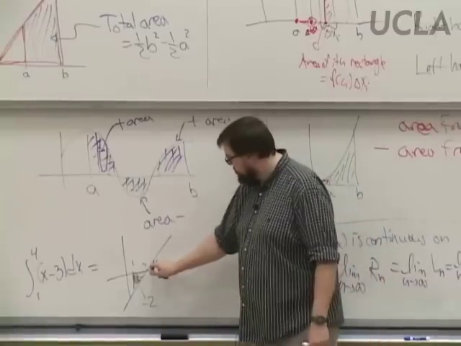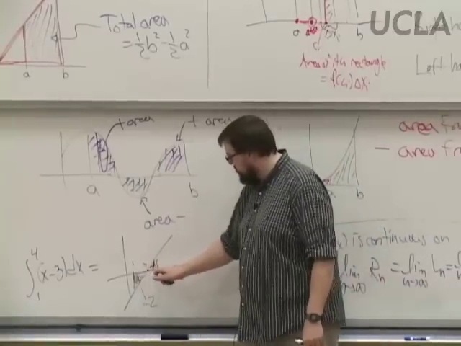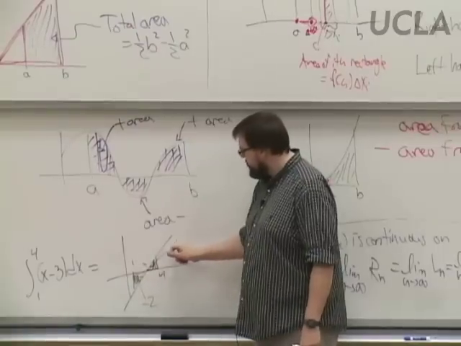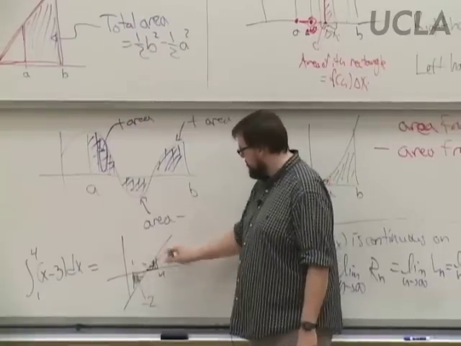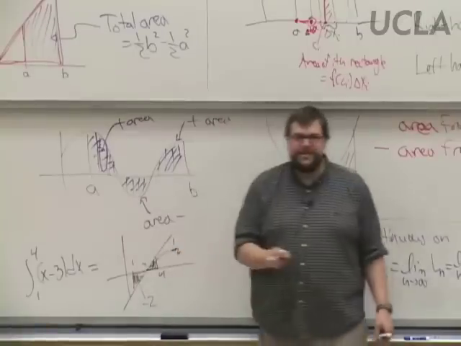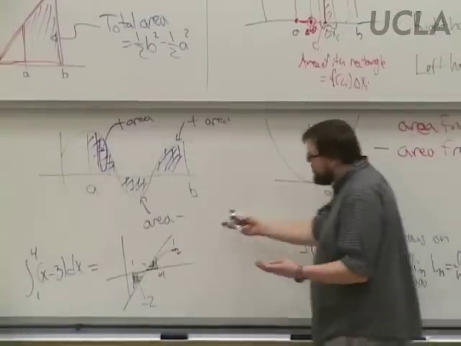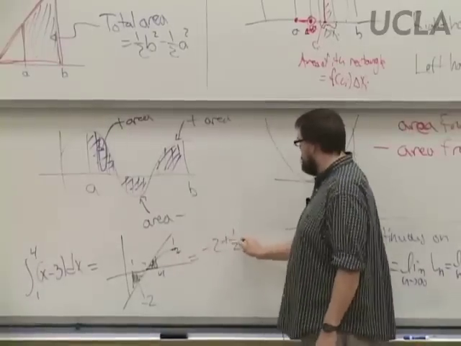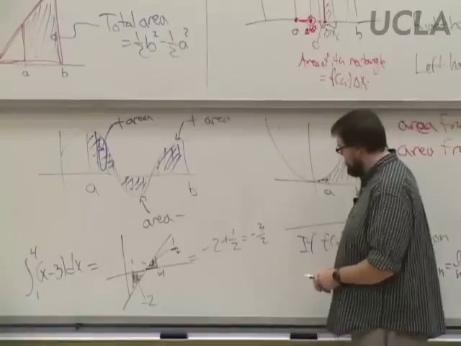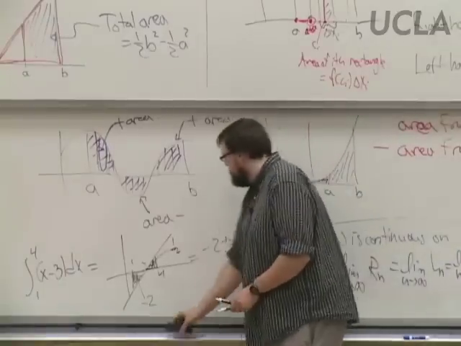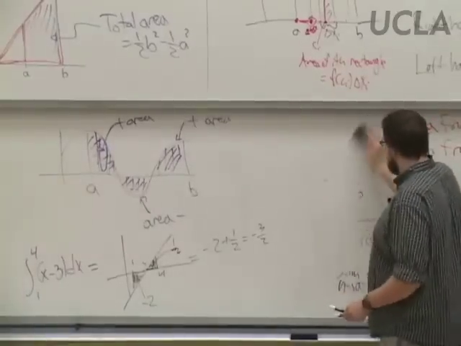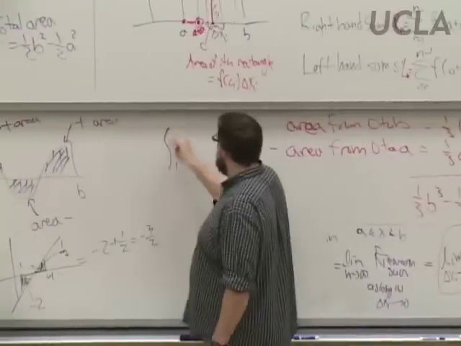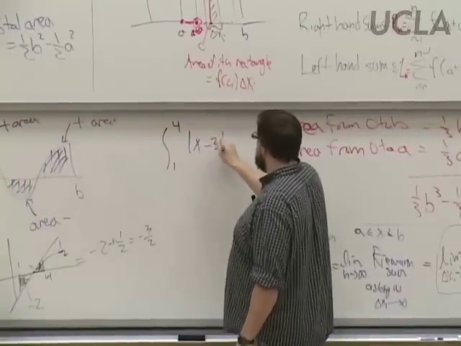Now over here, I have a base of 1, a height of 1. So what's the area? A half, 1 half times 1 times 1. So the area is positive when it's above the x-axis. So the total area is negative 2 plus a half, or if you like, negative 3 halves. Now, on the other hand, if I had asked something like, say, what's the integral from 1 to 4 of the absolute value of x minus 3 dx?